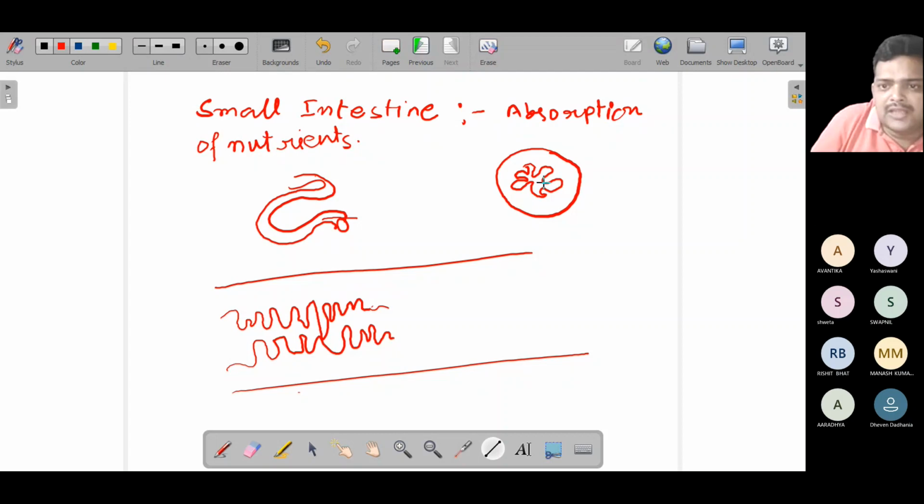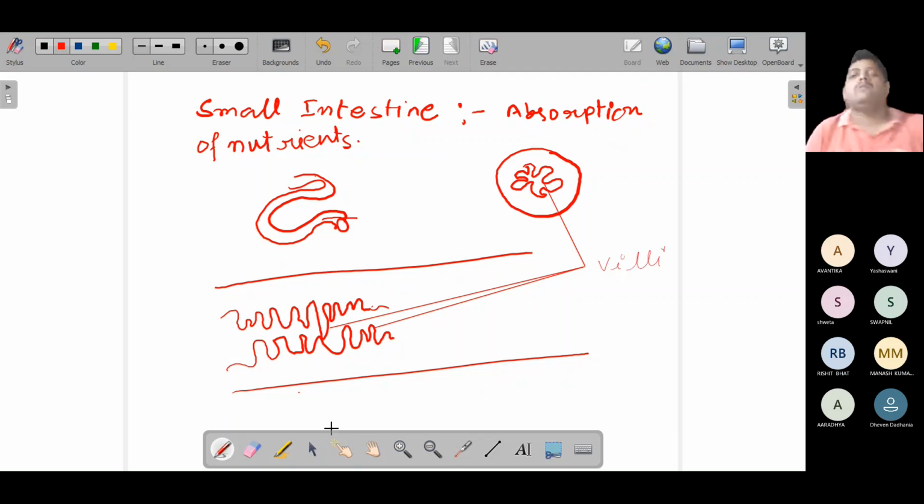Now these finger-like structures which have been seen here, this is the finger-like structure, and all these are finger-like structures. Even these ones, they are all villi. We call them villi. They are finger-like projections which are present in the small intestine. Villi help in absorption of nutrients.